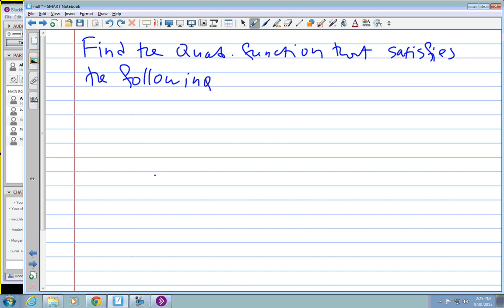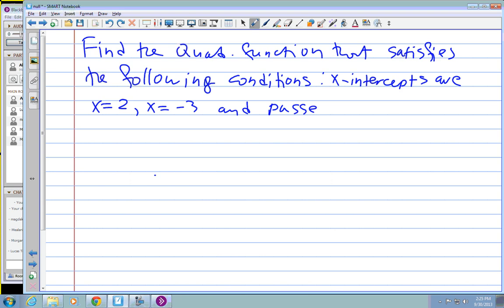Well, no. No. But, well, you're being tested, if you want to, yeah, exactly. So you totally know how to do this problem. We just have not necessarily talked about it. Following conditions. X-intercepts are x equals 2, x equals -3, and passes through -2 and 5. Okay?